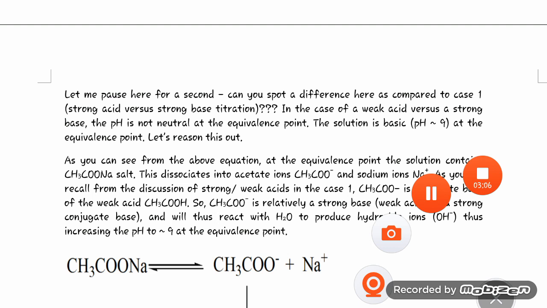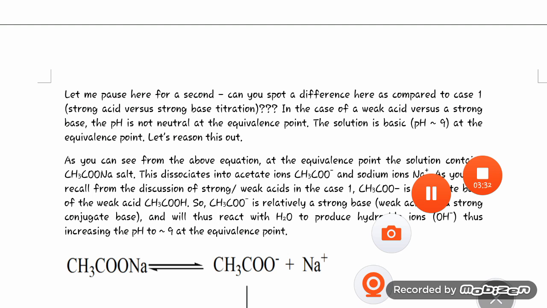Let me pause here for a second. Can you spot a difference here as compared to case 1, which is strong acid versus strong base titration? In this case of weak acid versus a strong base, the pH is not neutral at the equivalence point. The solution is basic, with a pH of approximately 9 at the equivalence point.